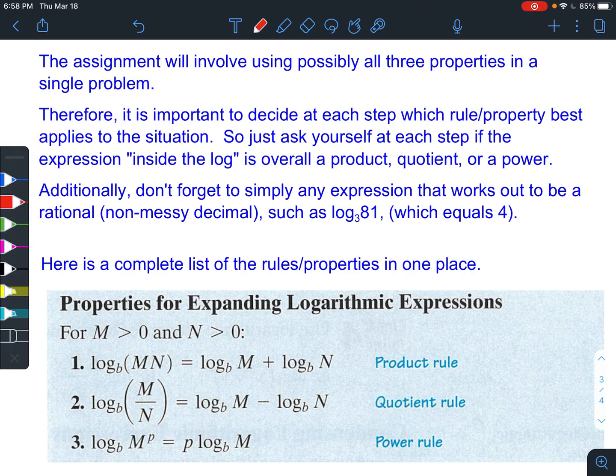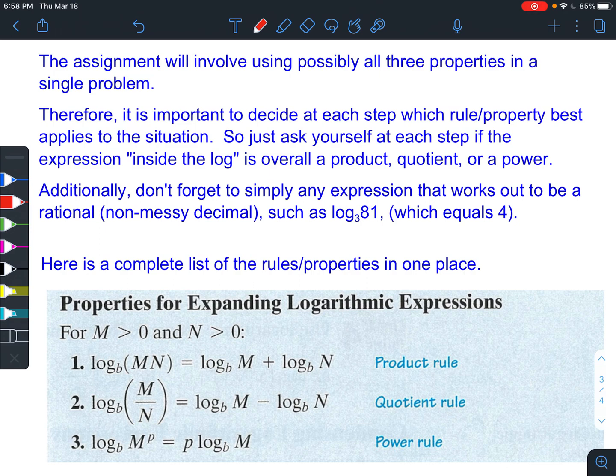Additionally, don't forget to simplify any expression that works out to be a rational, non-messy decimal, such as log base 3 of 81, which of course equals 4 because 3 to the 4th is 81. All right, so if you'd like things in one spot, here's all 3 of those.